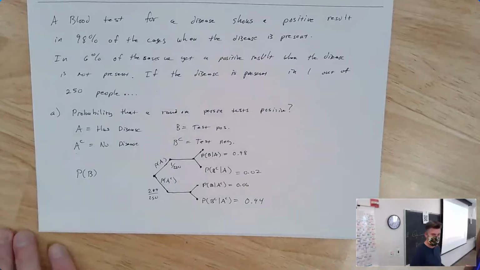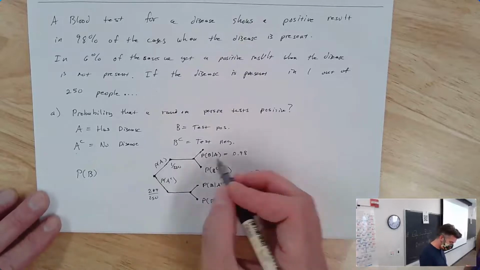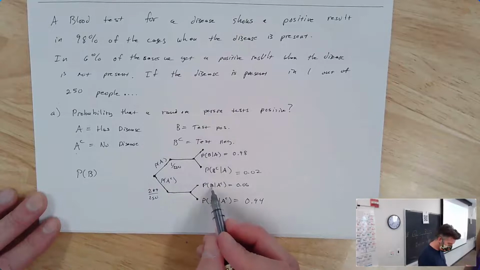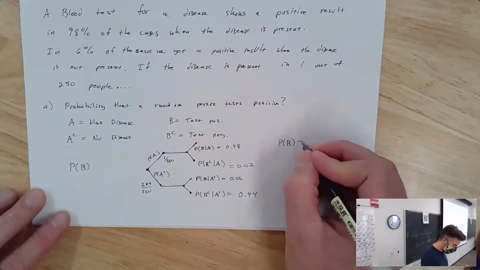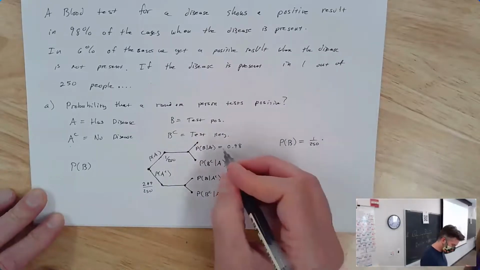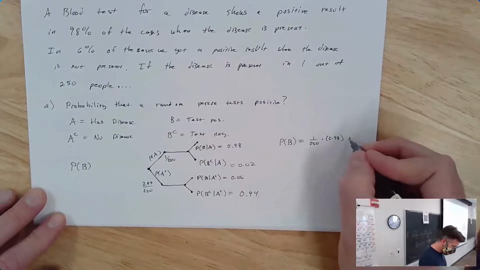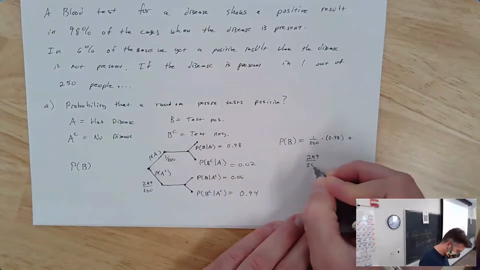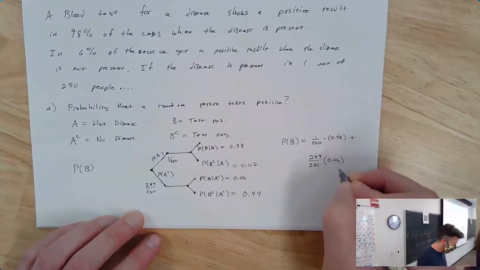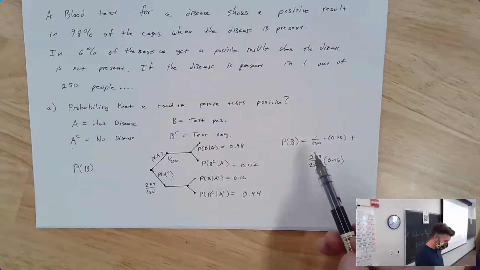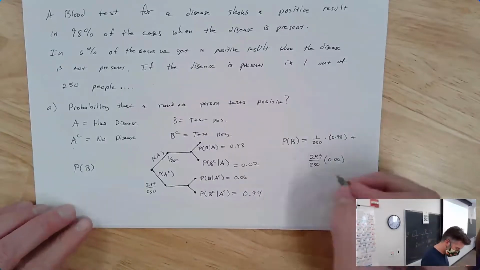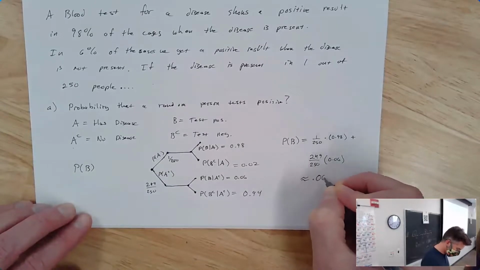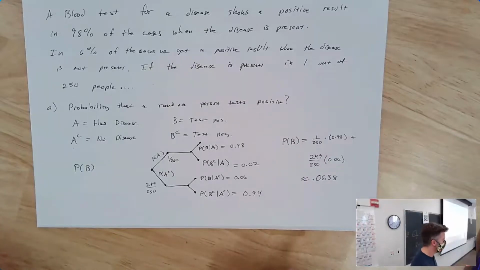So now I want to find what's the probability of someone just testing positive? Well, that's all the ways you can get to a positive test result. So it's either going to be up here or over here where we have a B in the result. So the probability of a positive test result is going to be 1 out of 250 times 0.98 plus 249 out of 250 times 0.06. All the ways you can get a positive test result, either having the disease and a positive test result, or not having the disease and a positive test result. And that, if you calculate it, comes out to be about 0.0638. Pretty small chance of someone just testing positive.